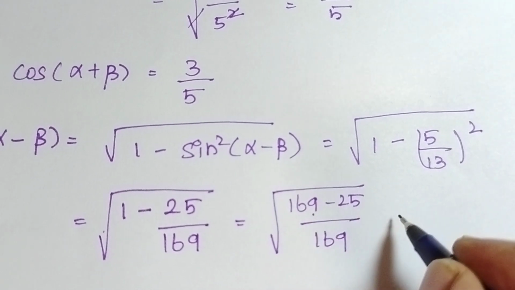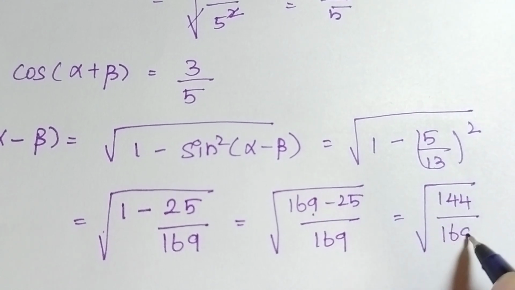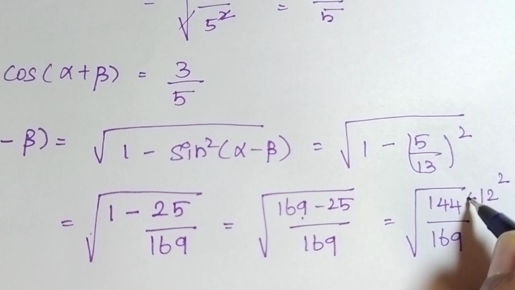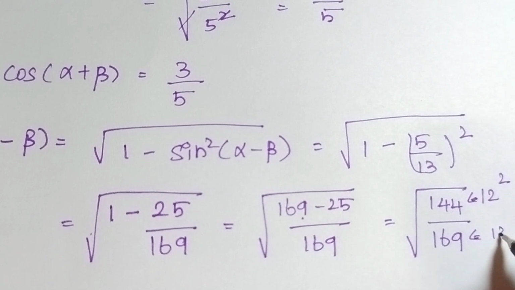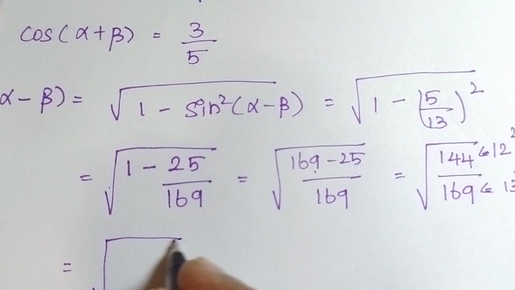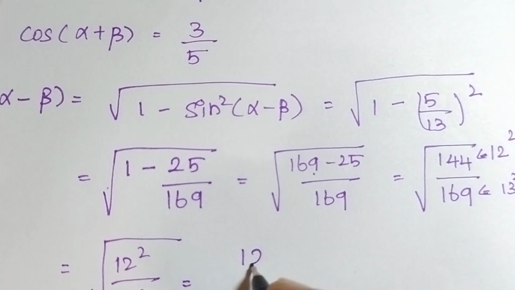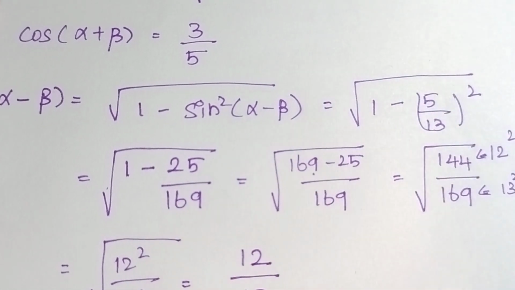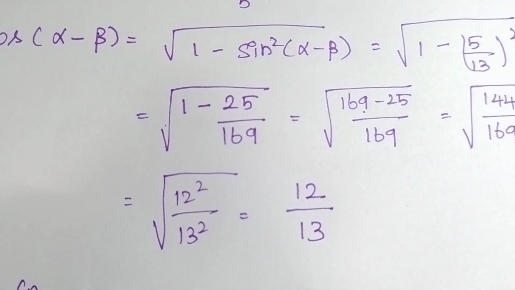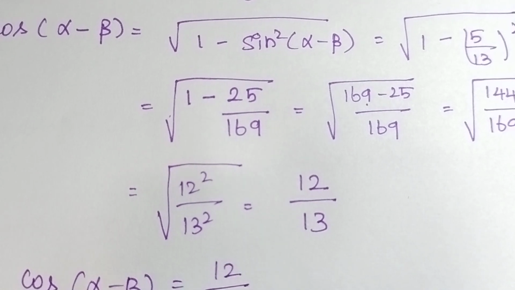169 minus 25, we will get 144 divided by 169. We know that 12 square is equal to 144 and 13 square is equal to 169. Therefore, it is equal to the root of 12 square divided by 13 square. Now we get the answer for this as 12 by 13. Now we found the value for cos(alpha minus beta) is equal to 12 by 13.